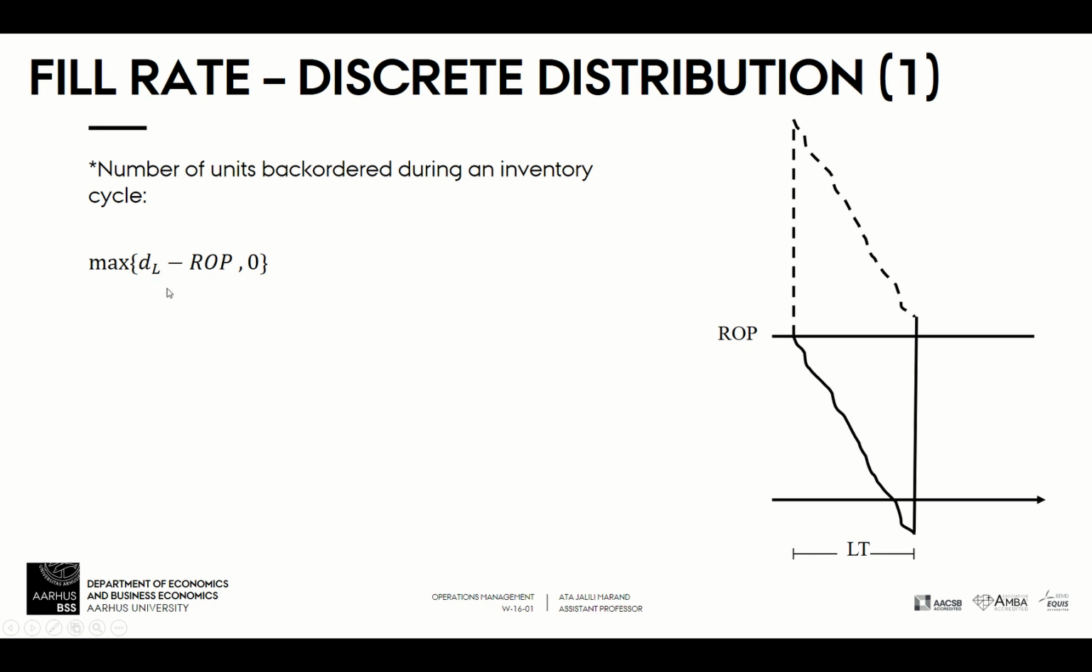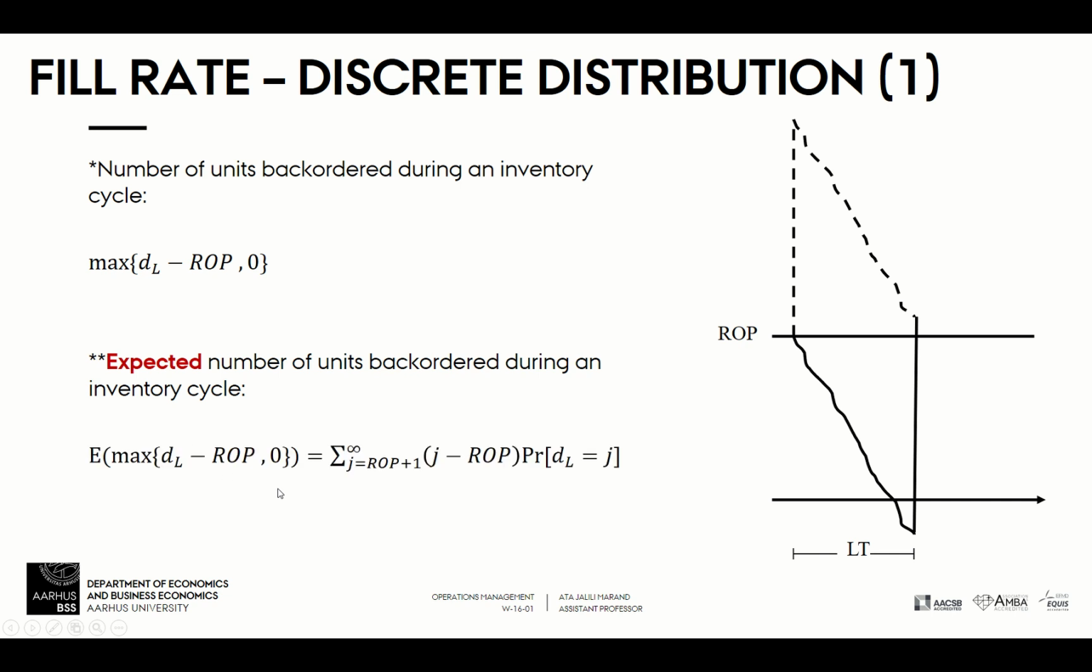So if demand during lead time is equal to ROP or less than ROP, then we will have no shortages. We'll have some extra units on hand at the end of the inventory cycle. But if demand during lead time is greater than reorder point, then we will have some shortages, and the size of these shortages is in fact the difference between the demand during lead time and the reorder point. This expression is a random variable because DL is a random variable. We will take expectation of this random variable, which will look like this.